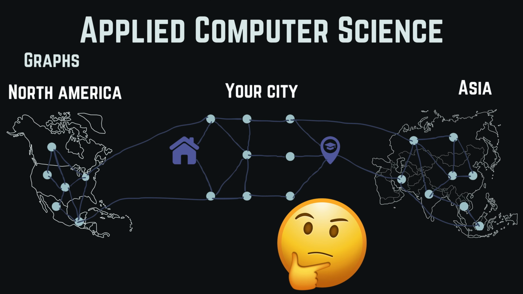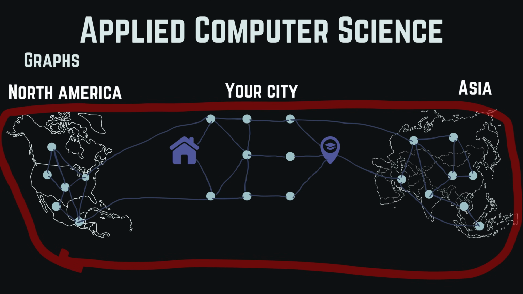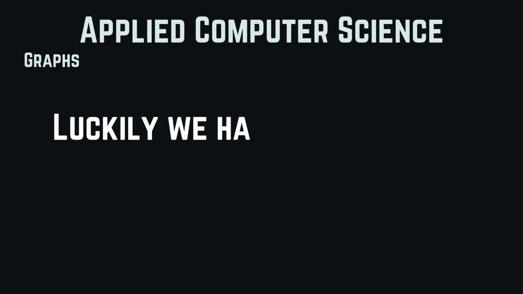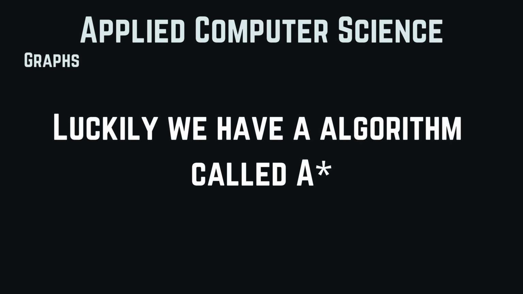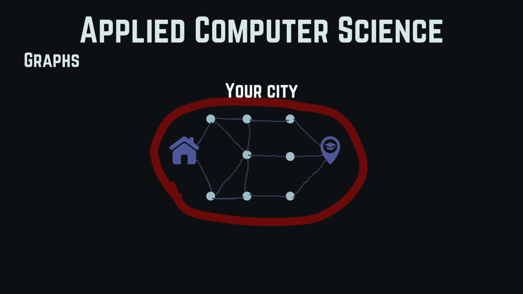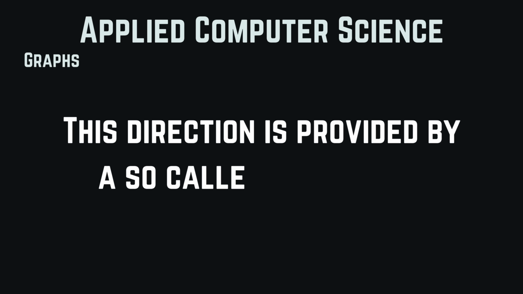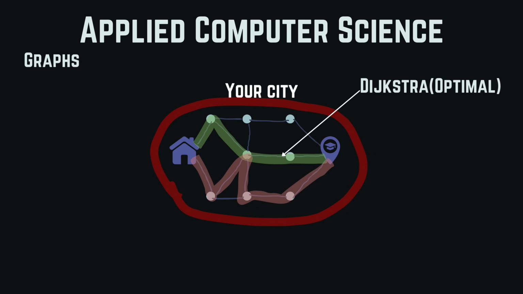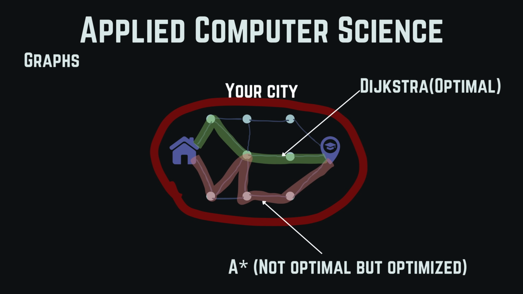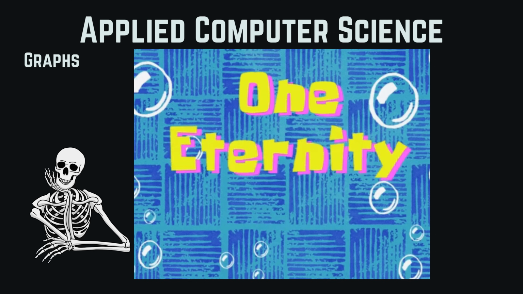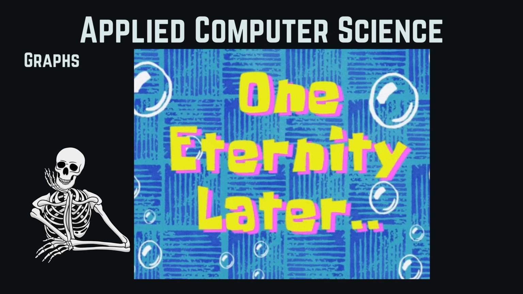How can we optimize this so we don't have to explore the whole world? Luckily, we also have an algorithm called A*. It's basically Dijkstra, but it helps you to find the path with a direction. This direction is provided by a so-called heuristic. But with the heuristic, you don't necessarily get the shortest path anymore. But most of the time, if you don't get the shortest path, it's already a very optimized one. And that's still better than waiting till you're unalive because you're still waiting for the shortest path with Dijkstra.